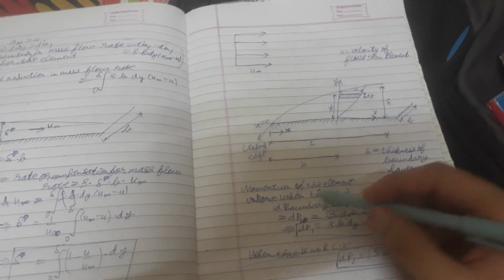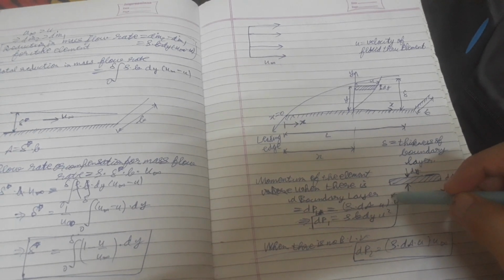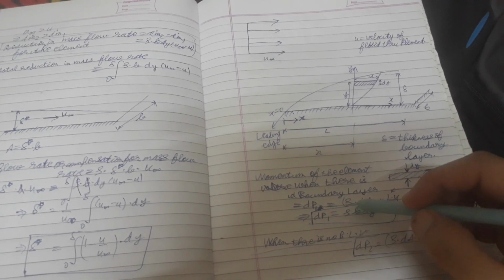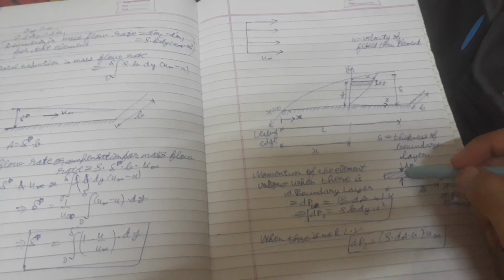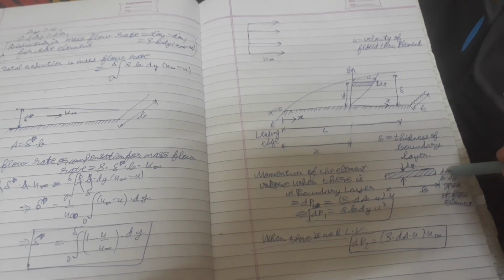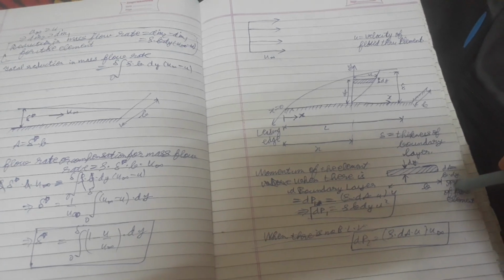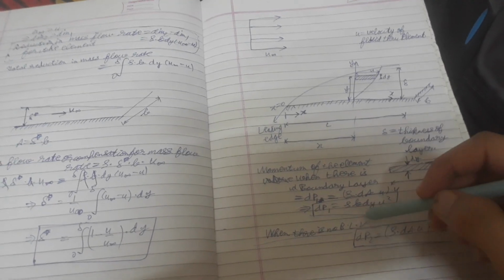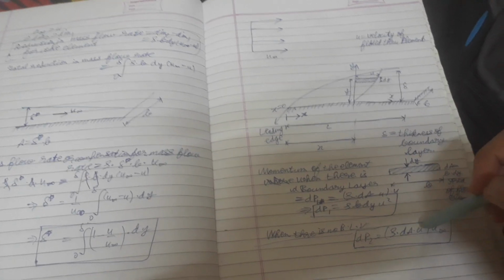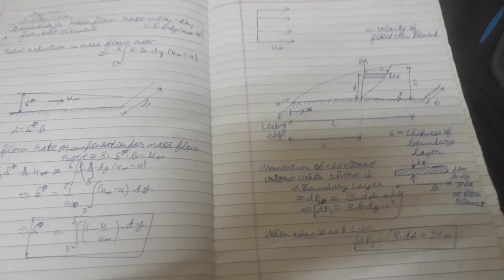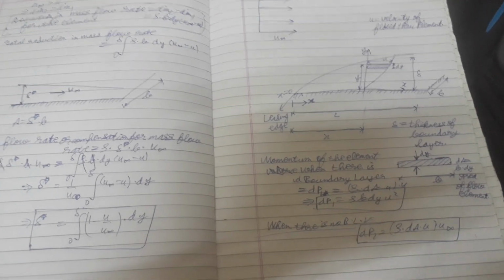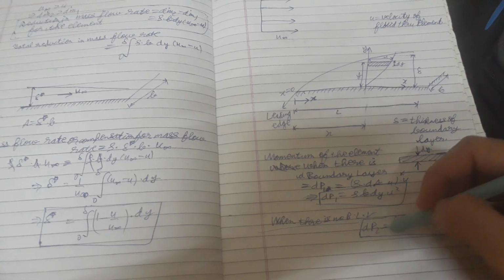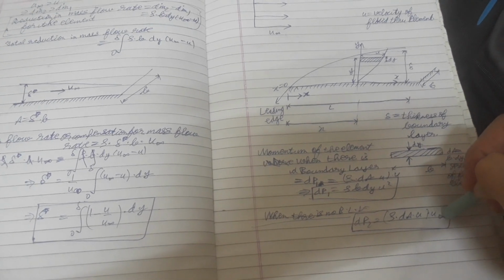Momentum of the element when there is a boundary layer: dp1 is equal to rho into dA into u, implies dp1 is equal to rho into b dy into u square. Then this is dy, this is b, dA is equal to b into dy. Area of flow of the element where there is no boundary layer, dp2 is equal to rho into dA into u infinity.